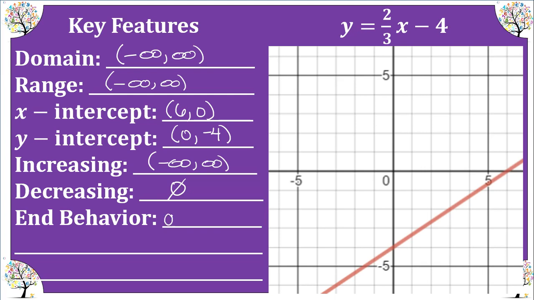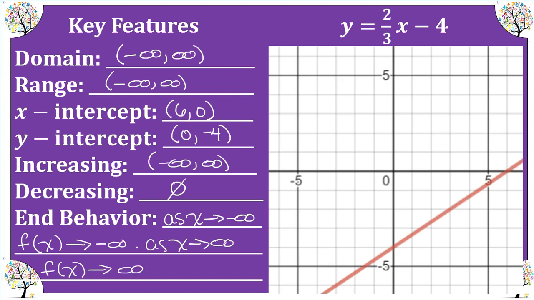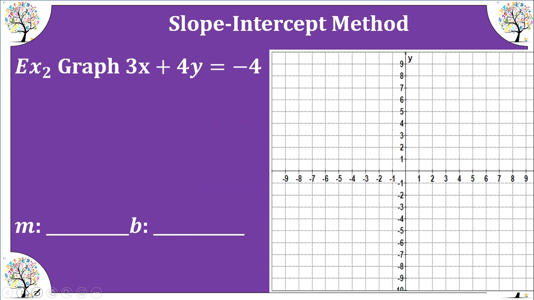Now let's do end behavior. As x approaches negative infinity, as we go left on the graph, the end of the graph approaches negative infinity. Then, as x approaches positive infinity, as our x values increase, our y values increase. So f of x approaches positive infinity. So it's just telling what the end of the graph looks like on the left side and what the end of the graph looks like on the right side. That is end behavior. Let's do one more example using slope-intercept form.